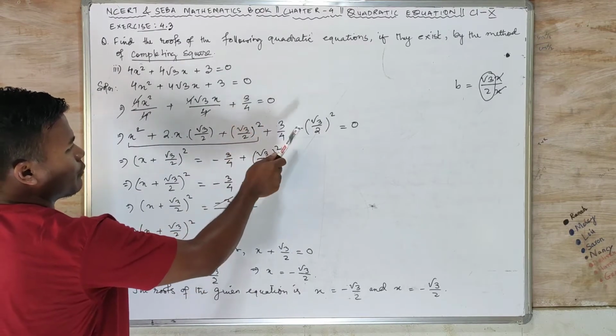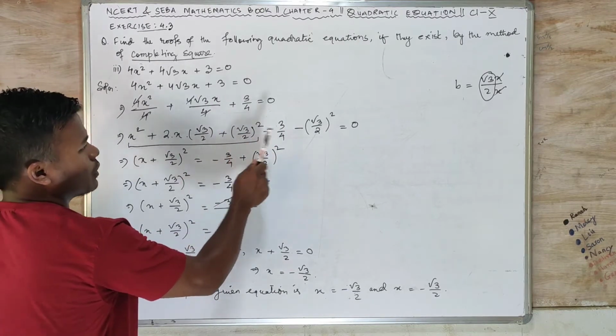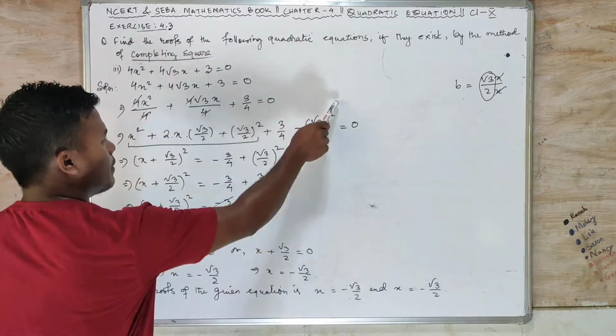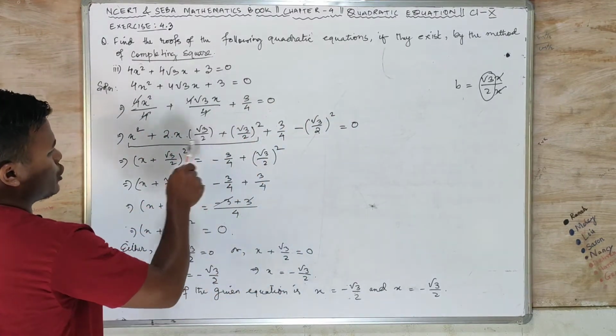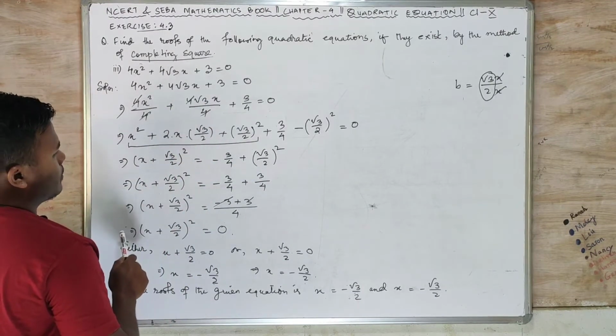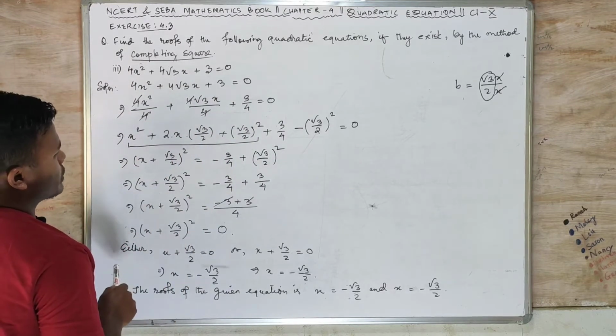And then plus 3 by 4 plus 3 by 4. Since you have got plus root 3 by 2, you have to write it minus root 3 by 2 holding square, so that these two numbers, minus and plus, can be cancelled, and then 2 and 2 can be cancelled. Root 3 into x will be root 3x. That's it. You will get the same number as in the previous equations.